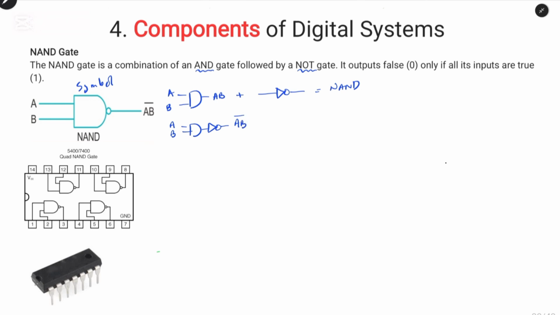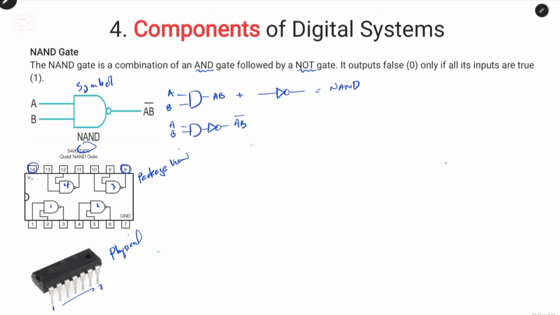bar, and the bar represents the inverted. If we look at the package view, we can see that there are 1, 2, 3, 4 NAND gates inside the 7400 package chip, and this is nothing but the physical view, and you have pin 1 all the way to pin 7, and on the other side is pin 8 to pin 14.